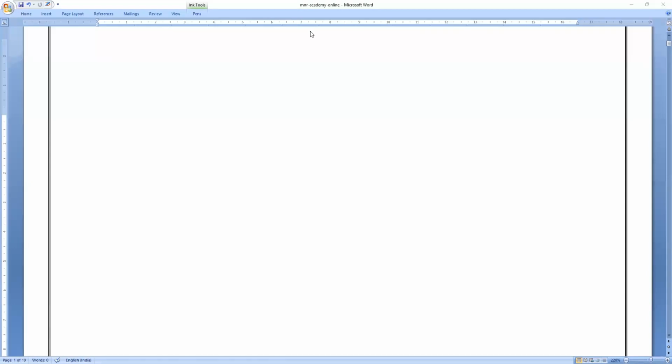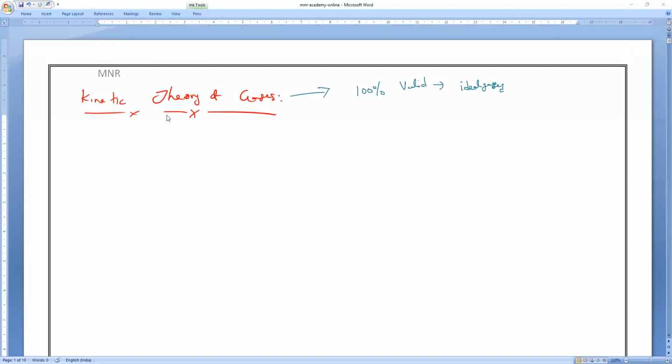Next, second postulate: molecules are constantly in random motion along straight lines. Along a straight line means it can travel in three different directions. Let us assume it is moving with the velocity u. What are the three different directions? It can travel with the same velocity in the x direction, the same velocity in the y direction, and the same velocity in which direction? Z direction.